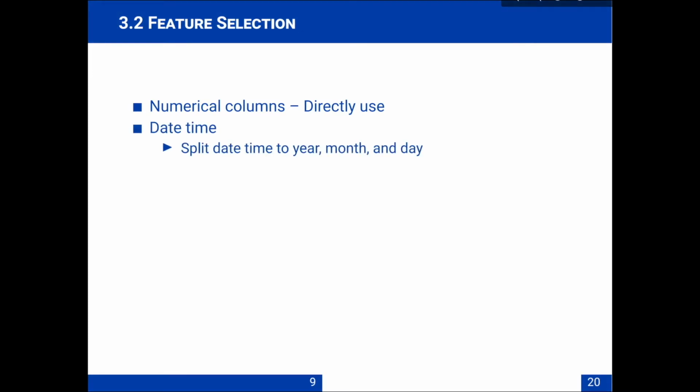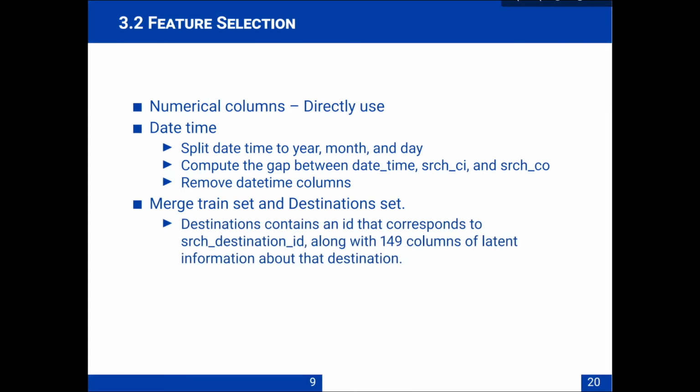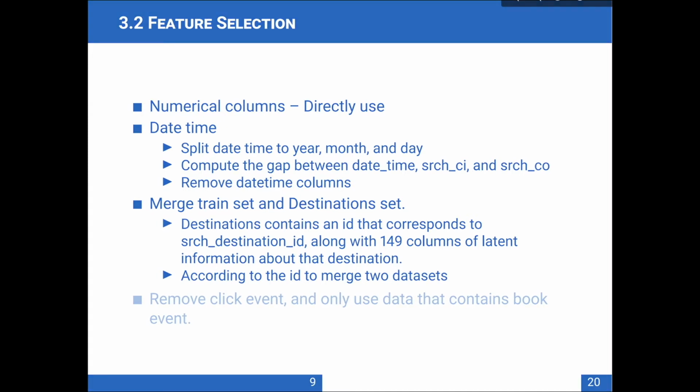Next, we did feature selection and engineering. Considering the numerical data, we use them directly, and for the time data, we compute the gaps between 3 date times as features, and remove the original columns. We also need to merge the destination set with the train set, using the ID of the place. In this project, we only use the data containing the booking event, so we will remove the click events.